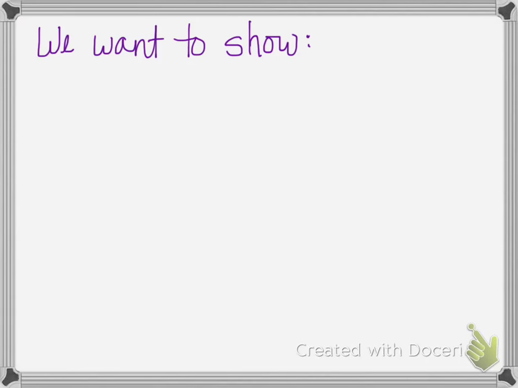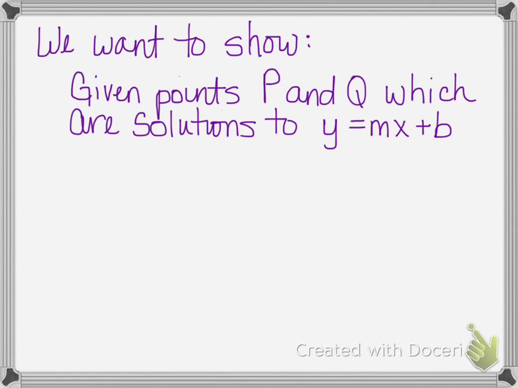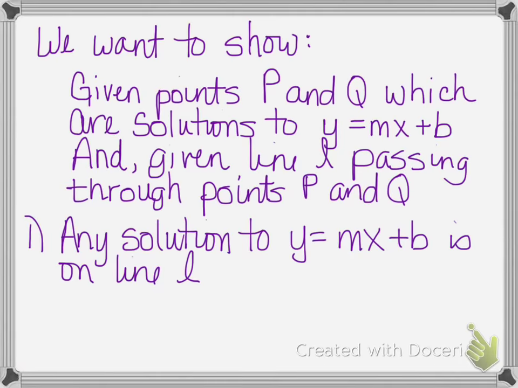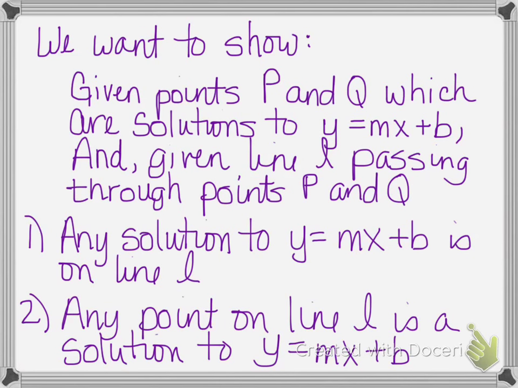Okay, so we want to show that given 2 points, P and Q, which are solutions to y equals mx plus b, and also given the line L that passes through those 2 points, we want to show that any solution to y equals mx plus b, not just P and Q, but any point that is a solution to y equals mx plus b is on line L. And then also, we have to show that any point that's on line L is a solution to y equals mx plus b.